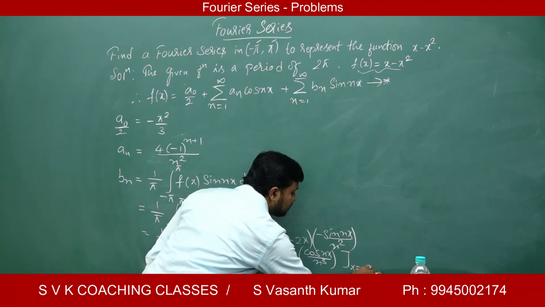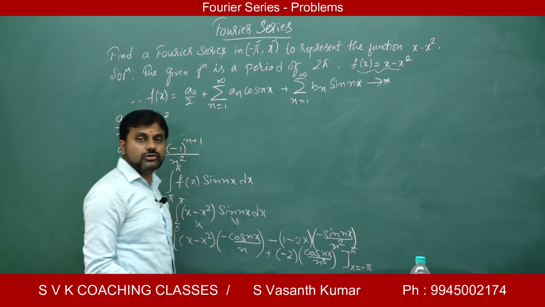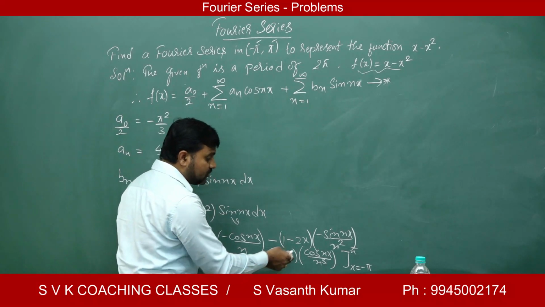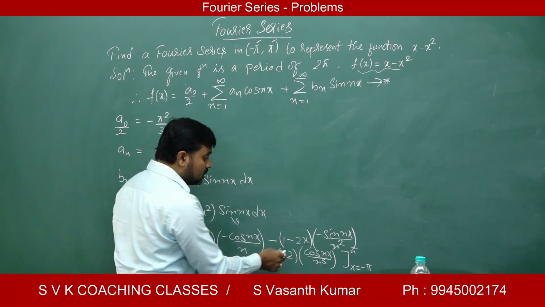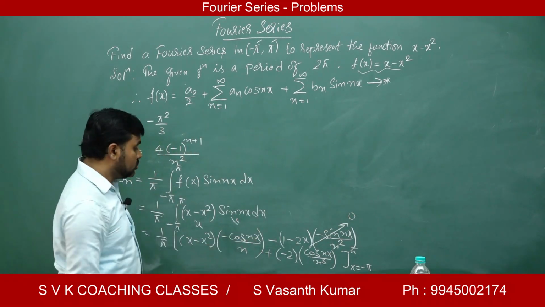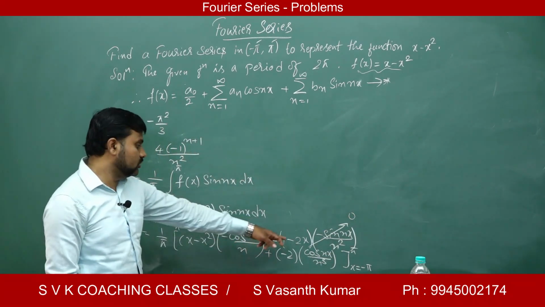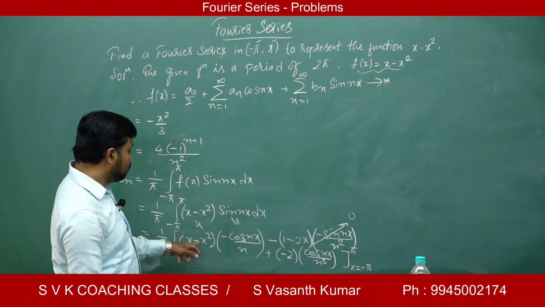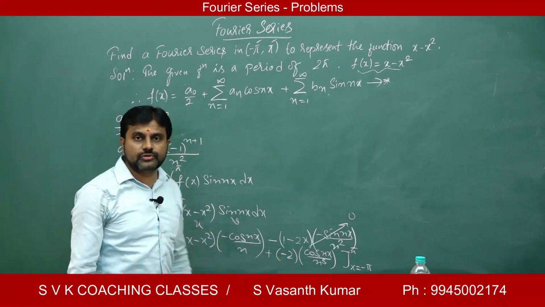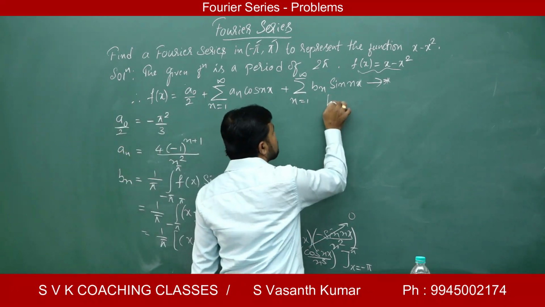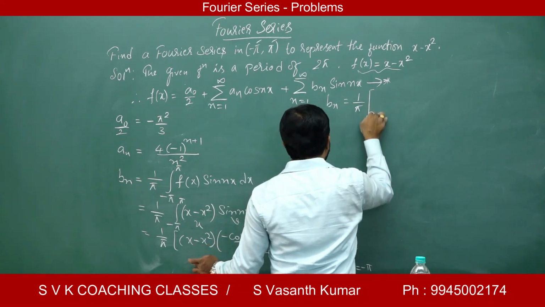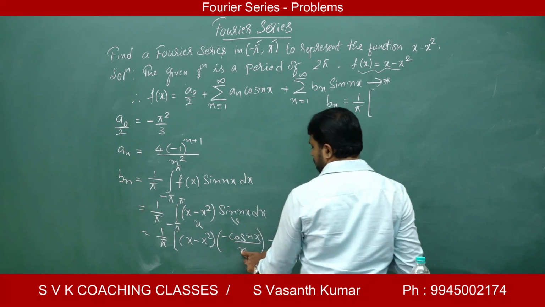Limit x equal to minus pi to pi. As we did in the previous problem, while finding an we came to know that the value of sin n pi is 0. So that term has been terminated to 0. You are left with bn. So bn equals 1 by pi, minus 1 by n.